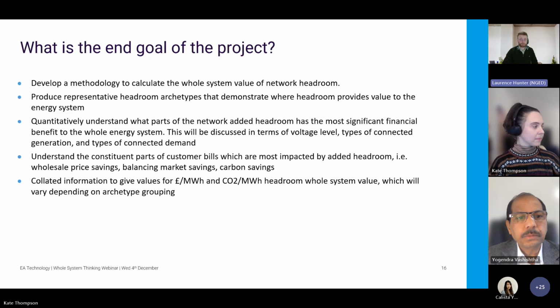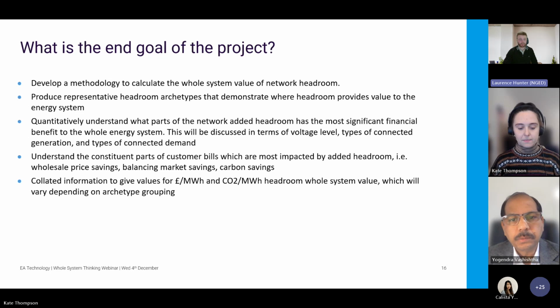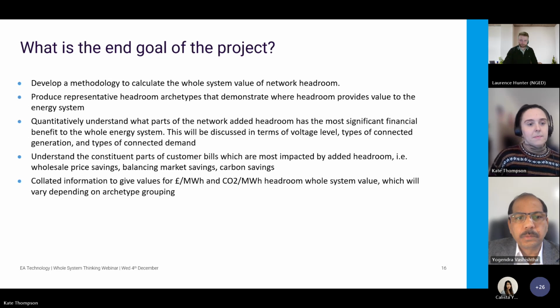This is above and beyond what distribution network operators are required to do in the price control settlement of the regulated space. We haven't yet looked into the effect of our network on wider energy system prices before. And so it's a really interesting piece of work that's hoping to direct our future innovation activity to the areas that could have the largest benefit to the overall energy system.